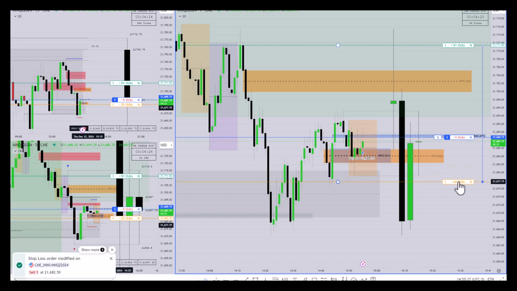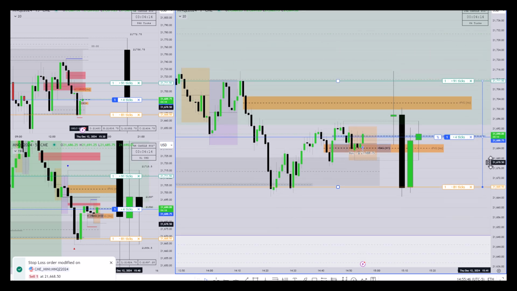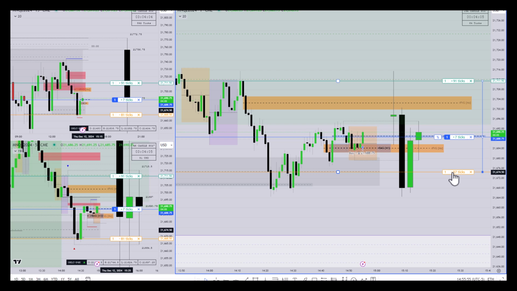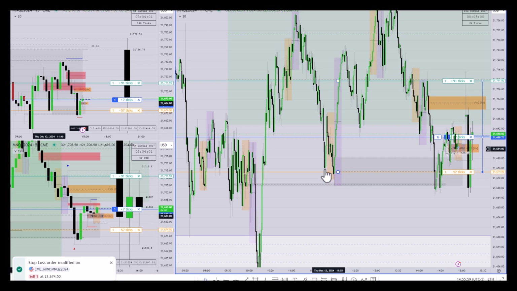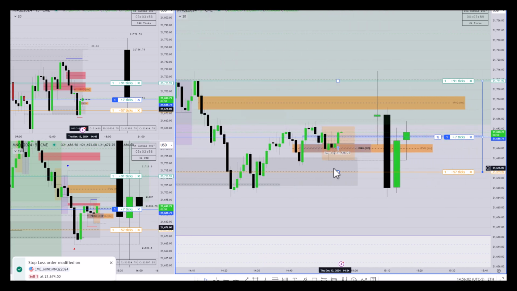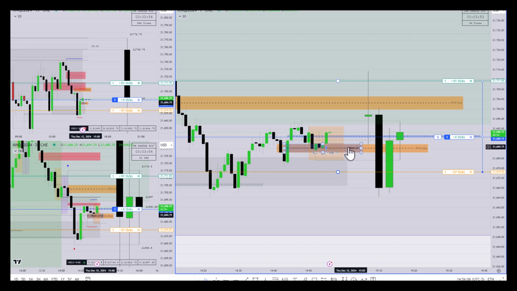Let's see, 25 is probably a little tight. Usually I go like 20 points. I mean, 20 points is way down here. Want a 1-to-1? I don't even need to be way down there though. I'll put it below consequent encroachment of that. Midpoint of that, that's where that came from, because we got these PD arrays here.